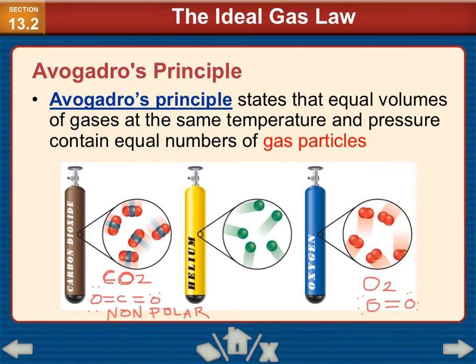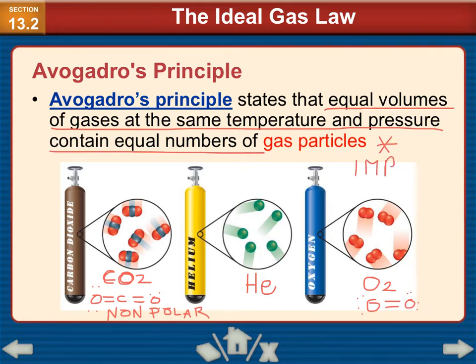And this simply shows the fact that carbon dioxide, or CO2, which is nonpolar, helium, and oxygen, which is O2, those samples, if they're at the same pressure, will contain an equal number of gas particles. Pressure is like concentration for a solution. So the higher the pressure, the higher the concentration of the gas. That's one way of thinking about it. This is a very important idea to keep in mind.